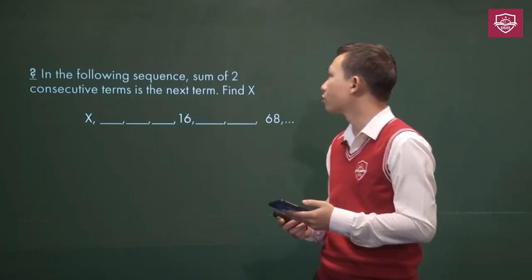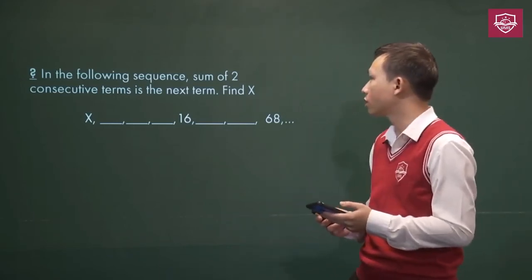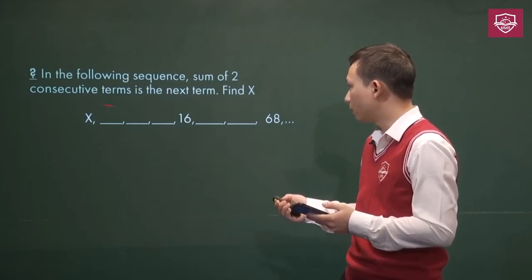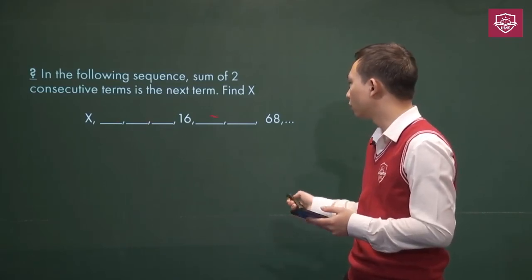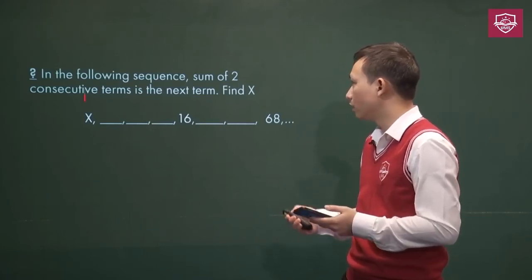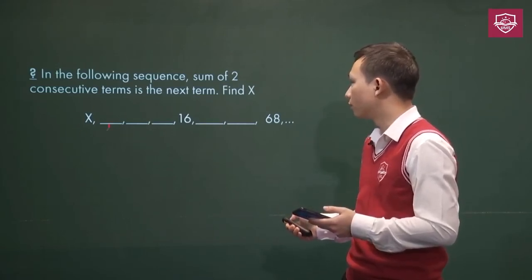In the following sequence, the sum of 2 consecutive terms is the next term, and we have some blank spaces here. We don't know these numbers yet. So our question is, what is the value of x?